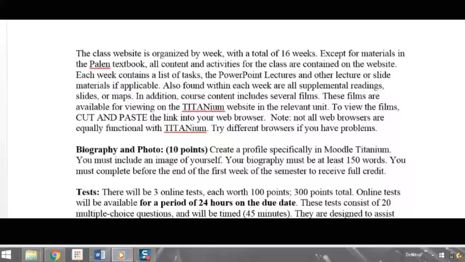Each week contains a list of tasks, the PowerPoint lectures, and other lecture slide materials if applicable. Also found within each week are all the supplemental readings, slides or maps. In addition, course content includes several films. These films are available for viewing on the Titanium website in the relevant unit, and to view the films, cut and paste the link into your web browser. Not all web browsers are equally functional with Titanium, so always try a different browser if you are having problems.